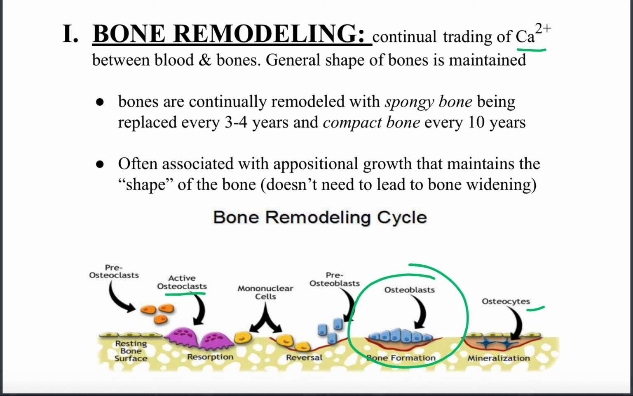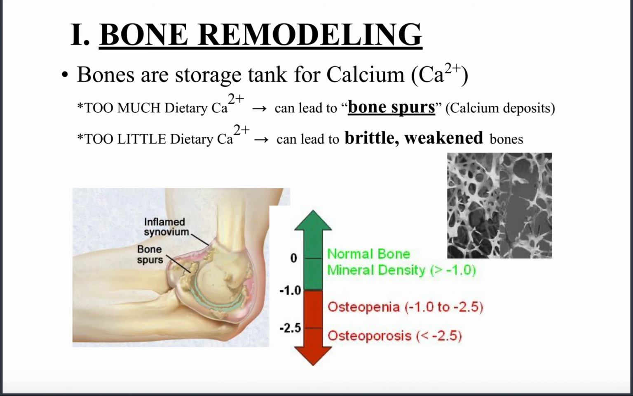So we're constantly releasing calcium, and then when there's a lot more calcium available, you're going to pack that back into your bone. All right, so fundamentally then, bones, while they are critical for supporting your body and protecting your body, are more critical as a storage tank for calcium.